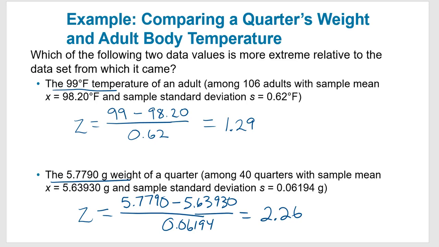Notice, also positive, so we are also above. But notice, we are more than 2 standard deviations above the mean. That means this is significant. And if you compare those 2 numbers, 2.26 is much higher than 1.29. Therefore, the situation with the quarter is more extreme because it is farther away from the mean than the temperature of the adult data that was given to us.